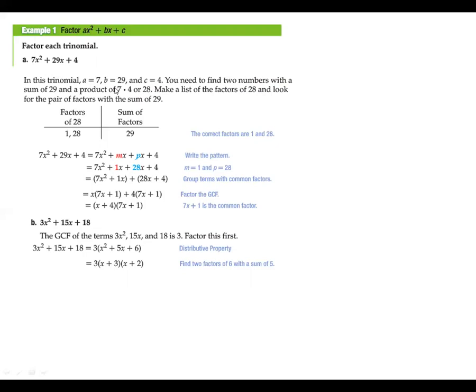So a is 7, c is 4, so that makes 28. You list the factors of 28 and look for the pair whose sum is 29. Since 4 is positive and the number they have to add to is positive, both factors have to be positive. Now, 1 and 28, I got lucky because that one added to 29.